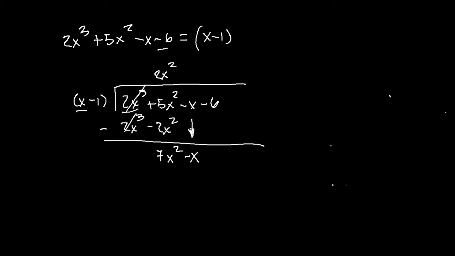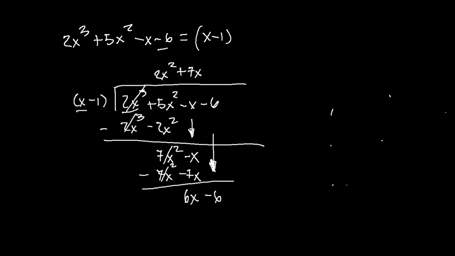And do the process all over again. 7x squared divided by x is just 7x. And we distribute that to x minus 1. And subtract. Negative x minus negative 7x is positive 6x. Negative 6 comes down. And that's what we like to see, because now we seem to be arriving at a remainder of 0.